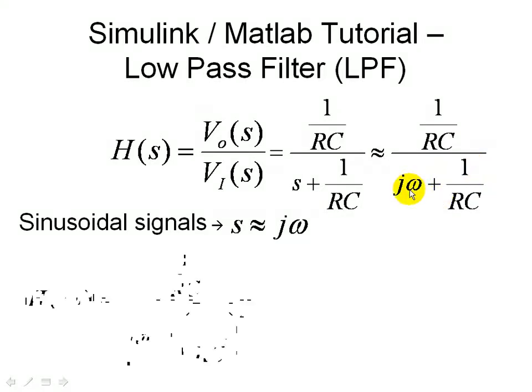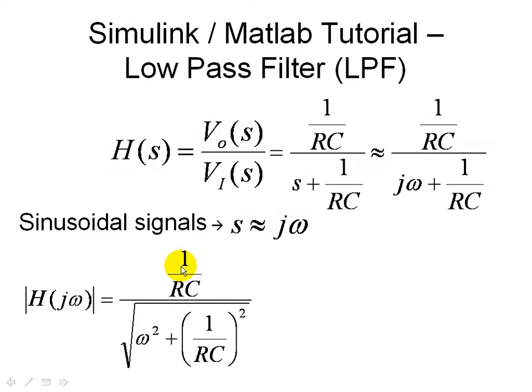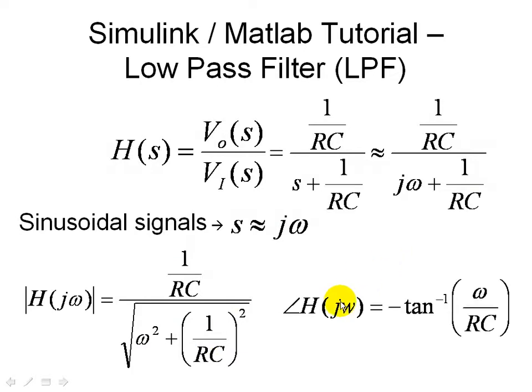Finding the magnitude, the numerator is just 1 over RC, and to find the magnitude of the denominator we follow the standard process of squaring the real part, squaring the imaginary part, adding these two numbers, and then taking the square root. The corresponding angle is simply the inverse tangent of omega over RC with a minus sign, since the angle in the numerator is 0 and we have an angle at the bottom, so the minus sign appears when we complete this operation.